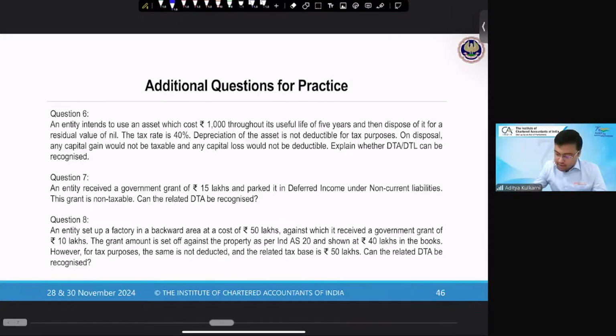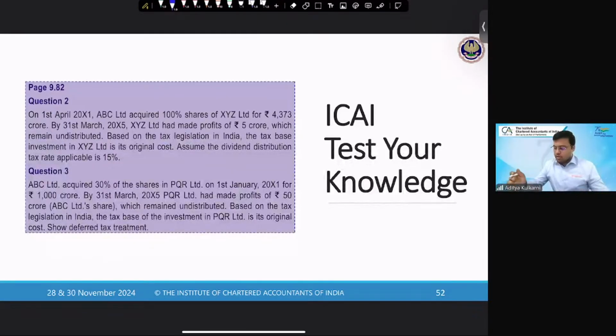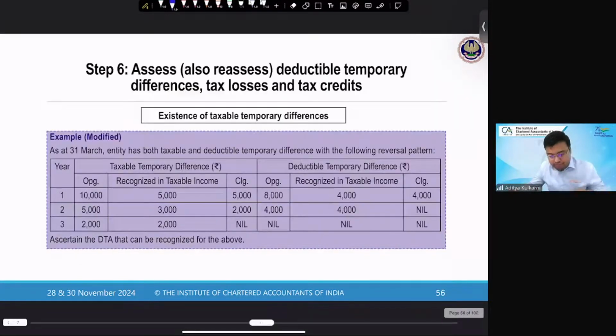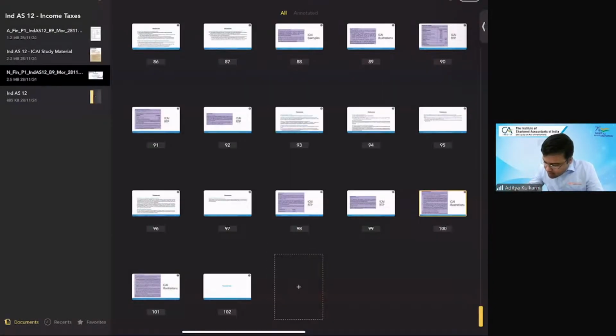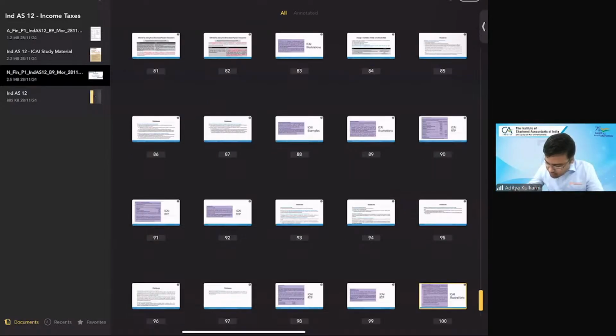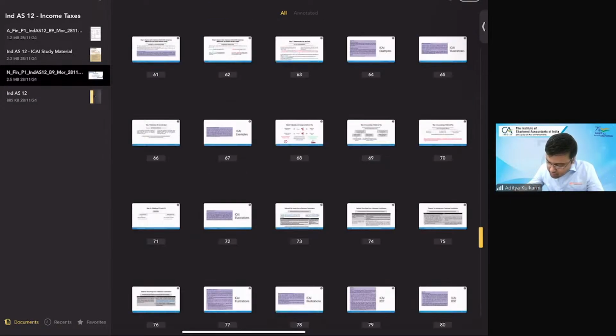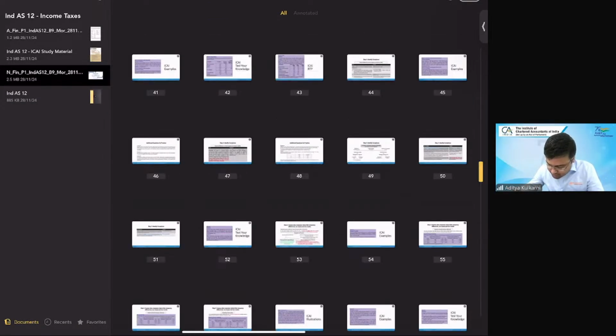Just give me a minute. Want to see how many slides are there? It's almost 100, right? Okay, disclosures alone are 10-12 slides, almost 20 actually. Okay, no issues. All right, fine.